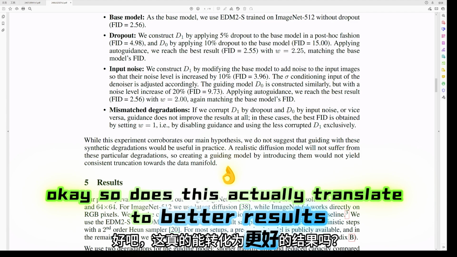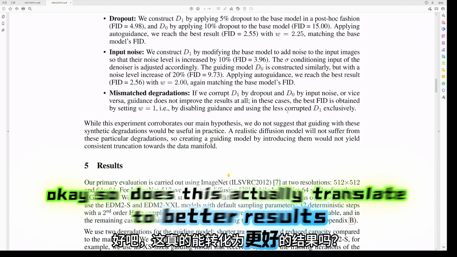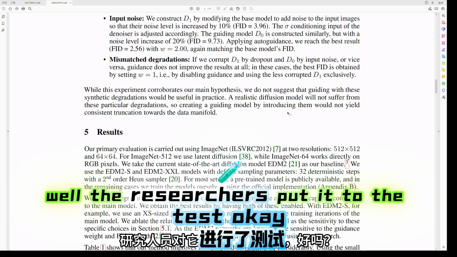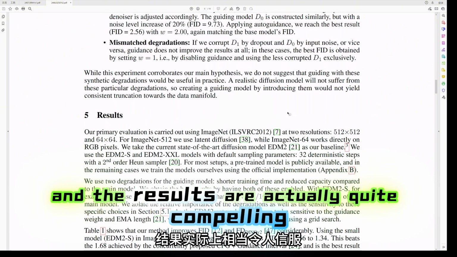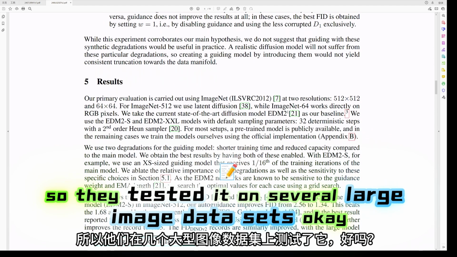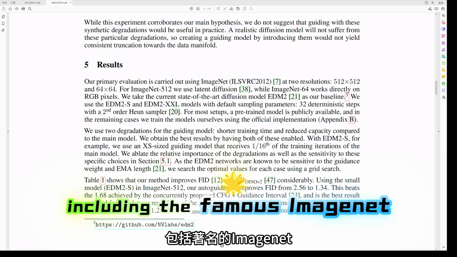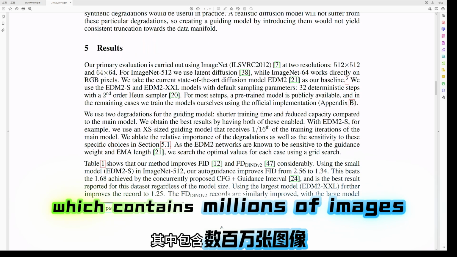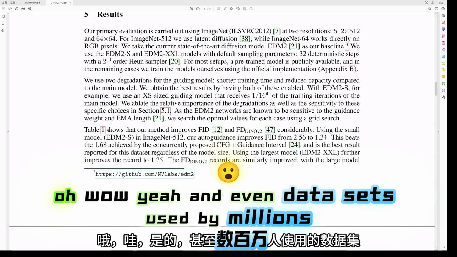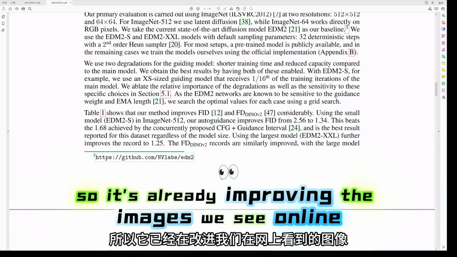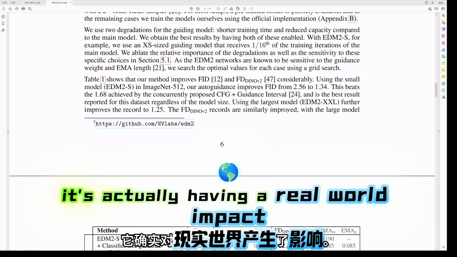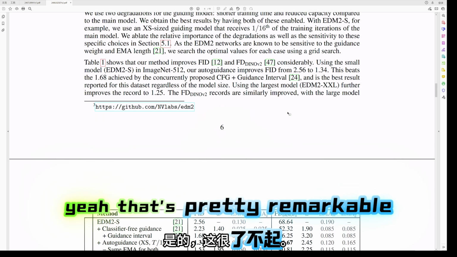Exactly. So does this actually translate to better results? How do we know auto guidance actually works? Well, the researchers put it to the test, and the results are actually quite compelling. They tested it on several large image data sets, including the famous ImageNet, which contains millions of images across thousands of categories, and even data sets used by millions. So it's already improving the images we see online. It's not just theoretical. It's actually having a real-world impact. That's pretty remarkable.